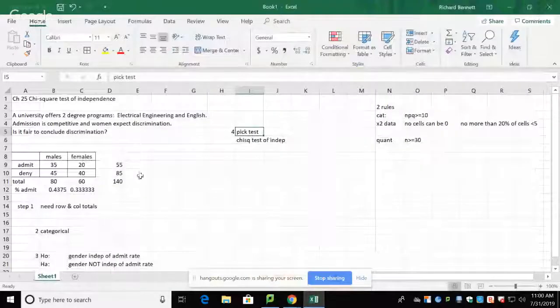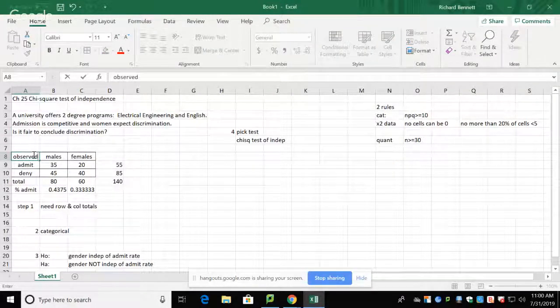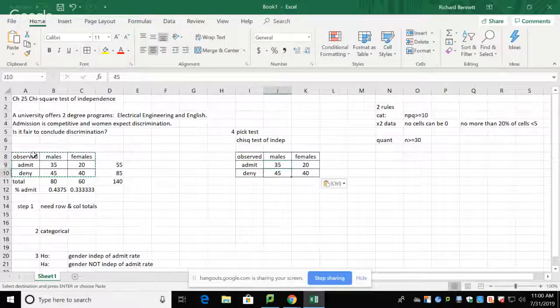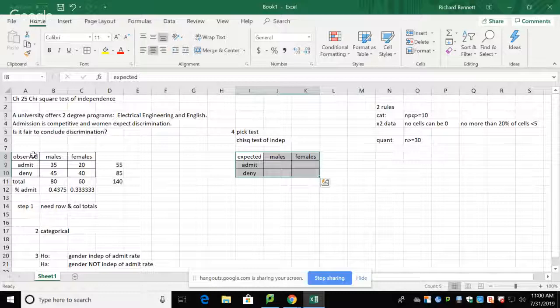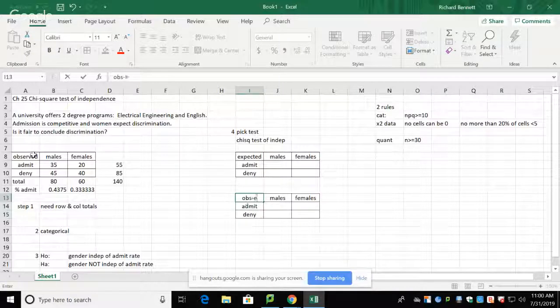Okay, so let's go back to here. So here's what I'm going to recommend. When you do your test, I'm going to call this table here my observed table. This is what I observed happened at this college, okay? Now, when you're doing this test, copy the table, and then paste it, not once, but twice. I'm going to blank out the numbers here. We're going to call this the expected table. And then I'm going to copy this blank table again, and call this the observed minus the expected table.